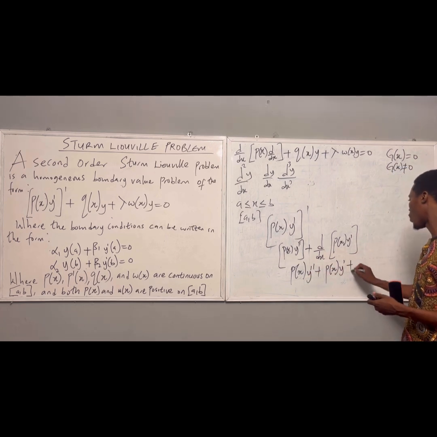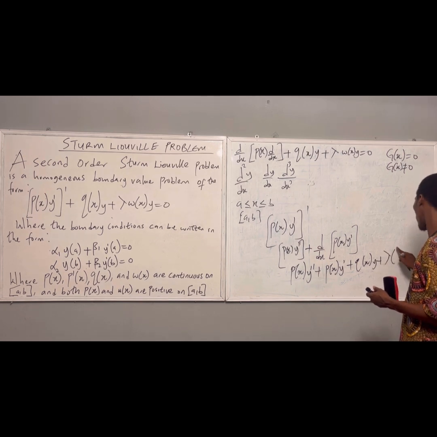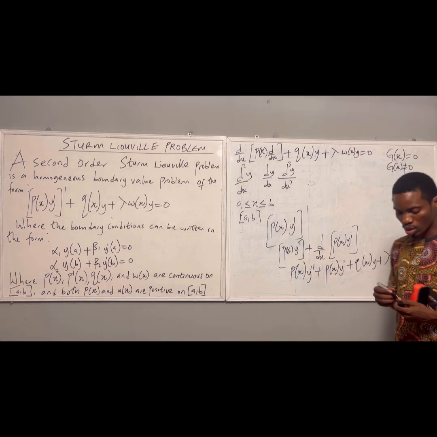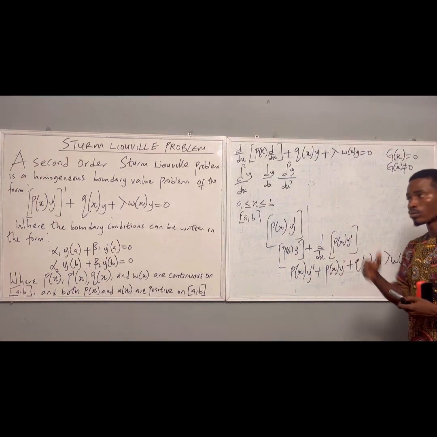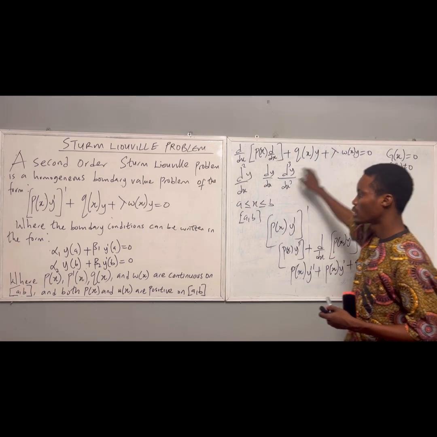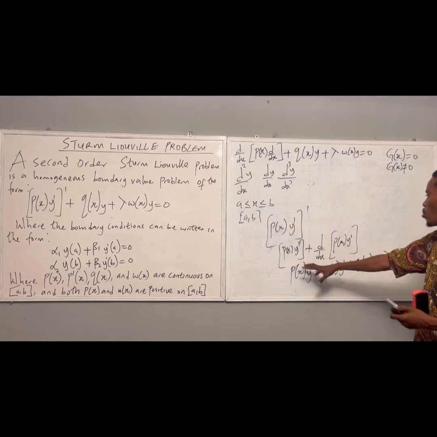Then here we can write it like plus q of x, y plus lambda w of x, y is equal to 0. So it can be in the form of this. It's also a second order Sturm-Liouville problem. It can be in the form of this, it can be of either way, but it must be in the form of this.